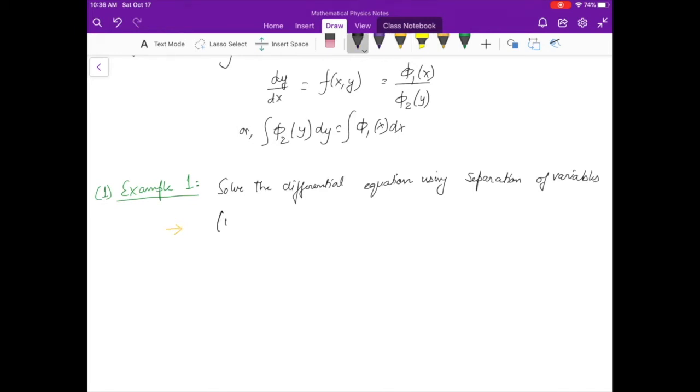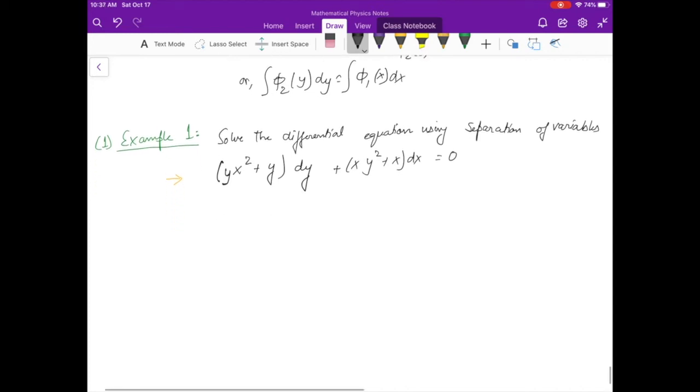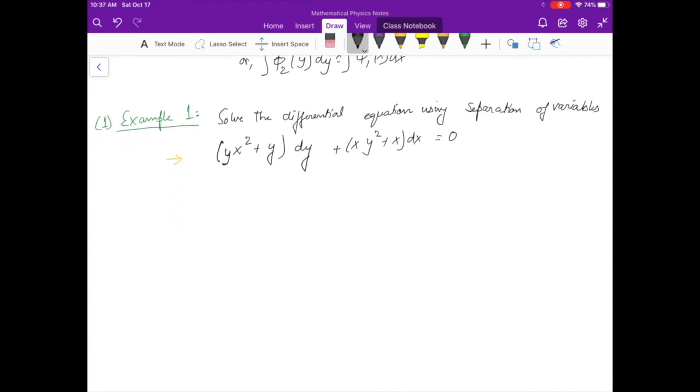Then we write the equation accordingly. So we have (y x squared plus y) dy, so dy has a factor of y x squared plus y, plus (x y squared plus x) dx, and that is equal to 0. We see that the term attached to dy is a mixed term containing x and y, and the term attached to dx is again a mixed combination of x and y, which is not purely f(y) or phi(x). So first of all, we need to ensure that these terms are purely written in terms of y or purely in terms of x.